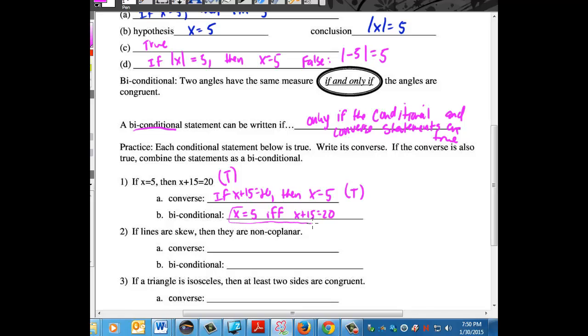That's it. There's no if and then. It's replaced by IFF. Now, please understand, you can also say it the other way. You can start it off with x plus 15 equals 20, if and only if, IFF, x is equal to 5. So, more than one way to write your biconditional statement. Either way works.